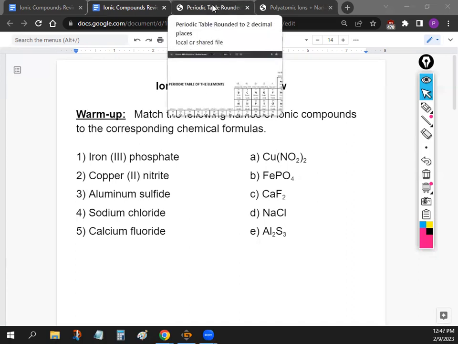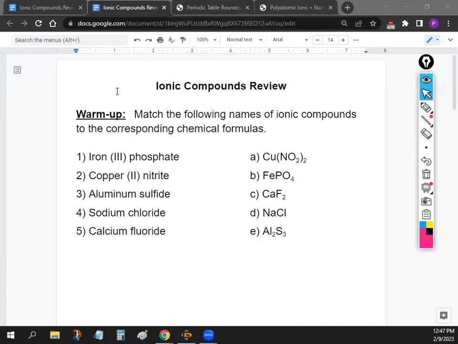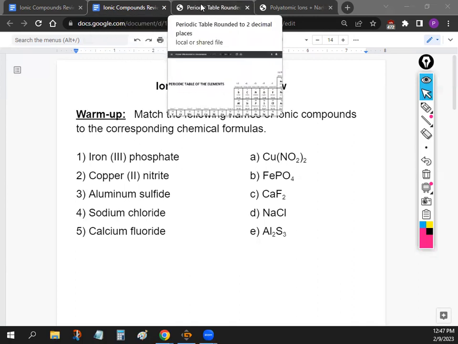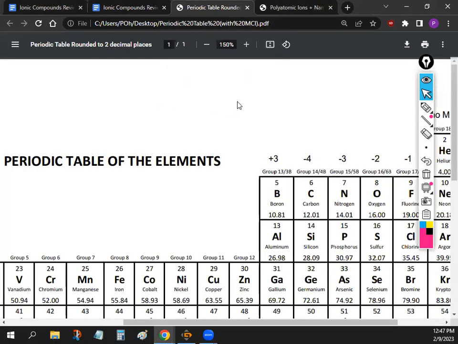So let's take a look at the first one, iron 3 phosphate. We've talked about naming rules, but let's look at the periodic table for where is iron. We're going to have to do a little sleuthing if we don't remember where it is. Can anyone help me? Like, point me in the right direction. To the left. Thank you.